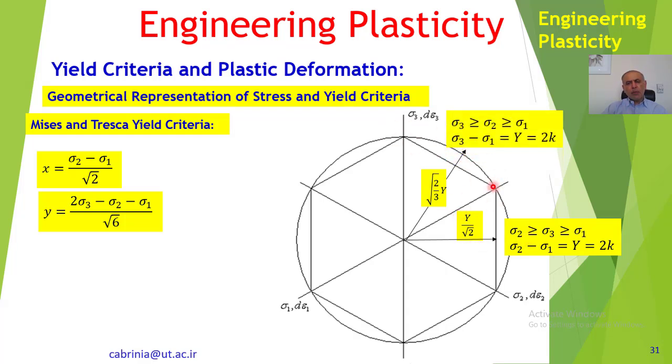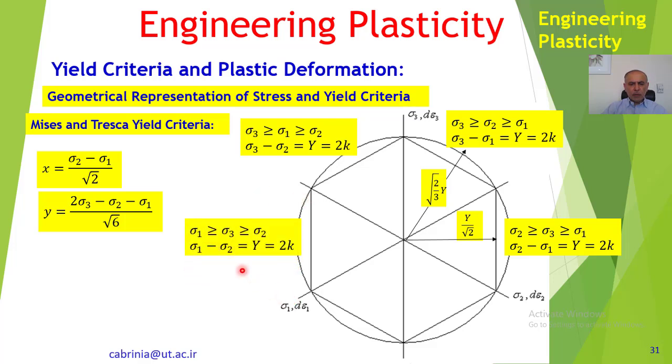So for other zones, we could also get similar expressions. For instance, here again, sigma 1 is negative and sigma 3 is positive, so sigma 3 greater than sigma 2 greater than sigma 1. So the biggest stress minus the smallest one, that's the yield criteria. Similarly, we could go around and get all the values. Here again, sigma 3 greater than sigma 1, and sigma 2 is negative.